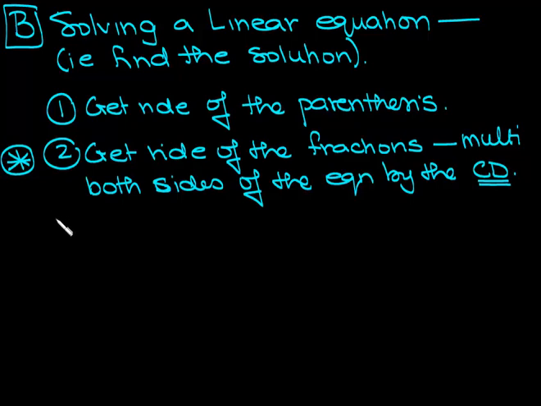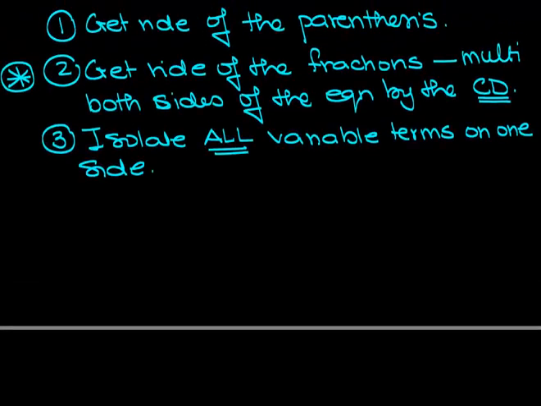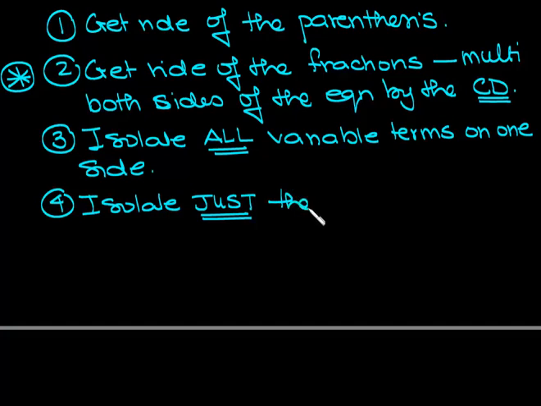Anytime you want to get rid of fractions, you multiply by the common denominator. In different situations we'll have to apply that idea differently, but the idea is the same. There's a common denominator involved. The next thing is we want to isolate all variable terms on one side. That means you move everything else to the opposite side. And then the last thing we want to do is isolate just the variable.